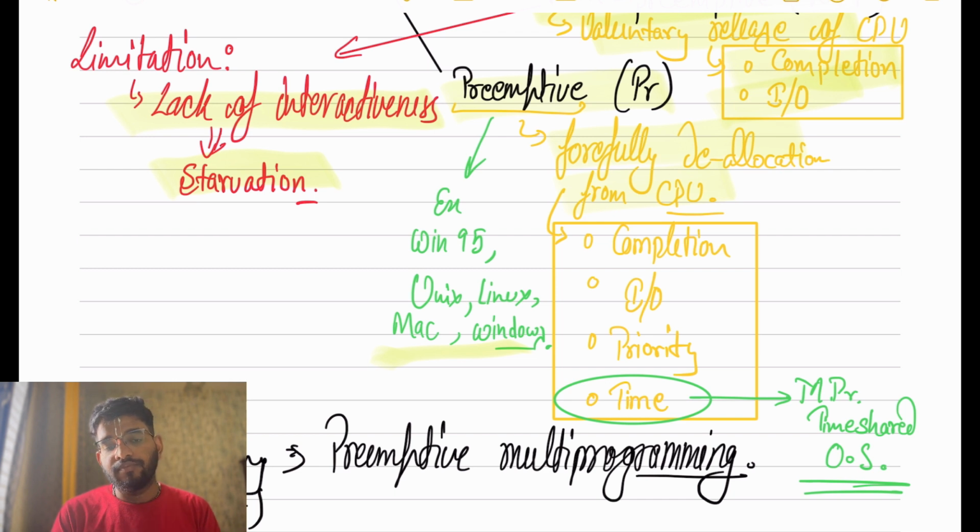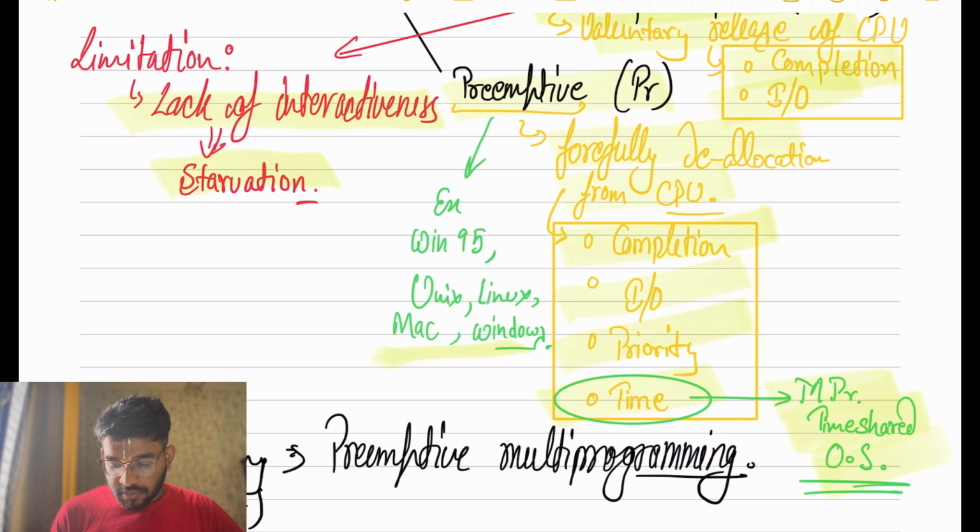Basically, privileged instructions or system calls are required to remove the running process from the CPU. So forceful deallocation can be due to completion, IO, or priority. Certain instructions such as system calls have higher priority and can deallocate the currently executing instruction, and the other reason is time.